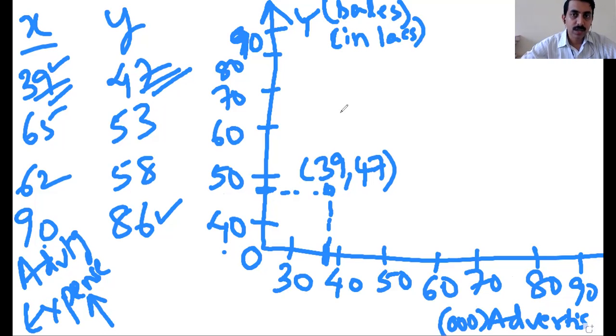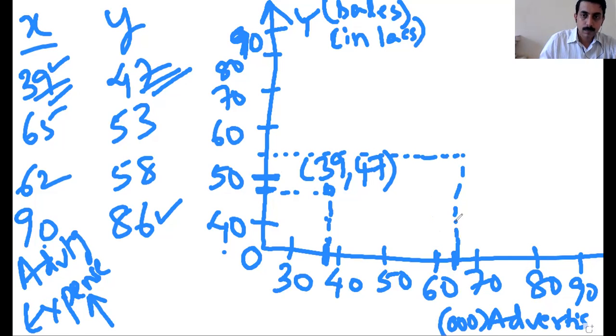So first point, drawing the first point. Has anyone not understood this? 39 in the graph sheet may be somewhere here. Corresponding point. Next, 65 and 53. 65 is somewhere in between 60 and 70, and 53, 50 is here. Right? So this should be 65, 53, the second point.